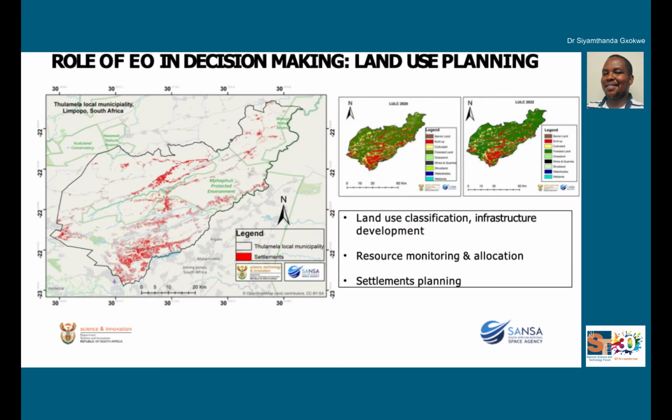And also we have some systems in house that monitor land use and land cover, and also land use planning. We have the settlements layer that we've just concluded, which shows the distribution of settlements within the country. I've selected one local municipality, where we are monitoring the spatial extent of the settlements that you see there.